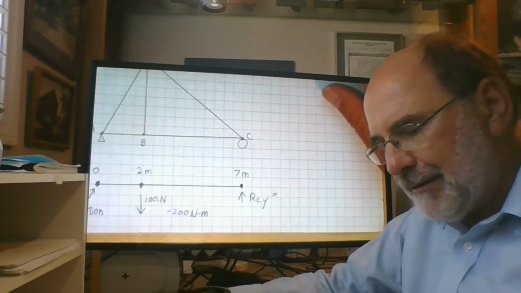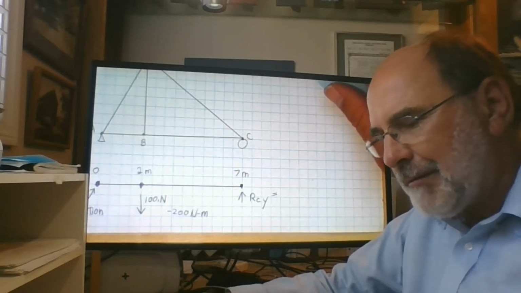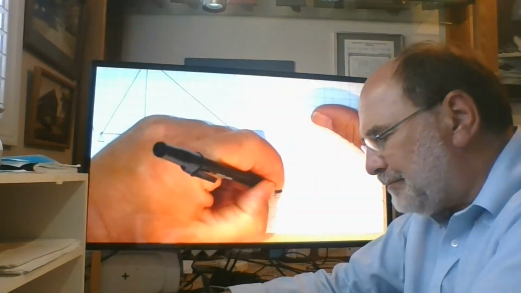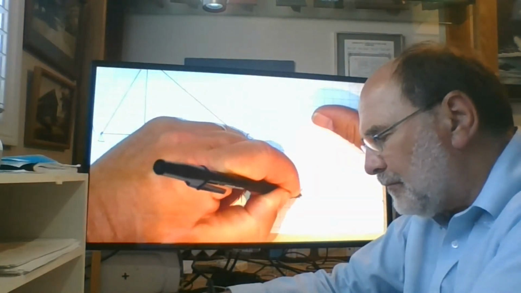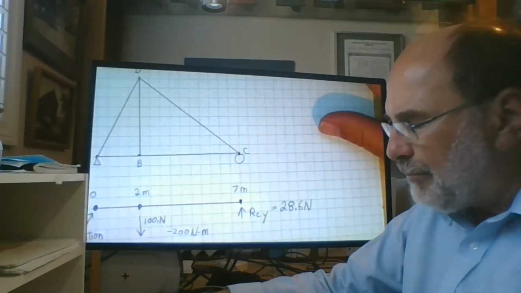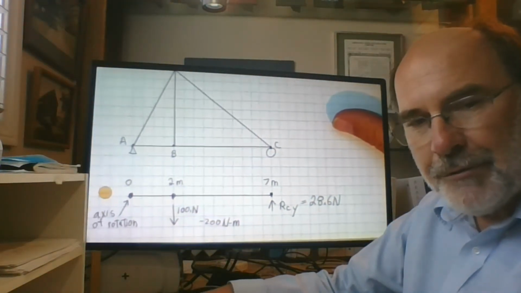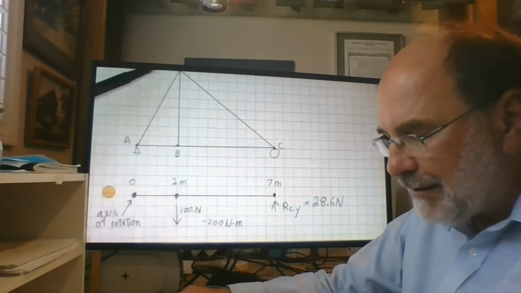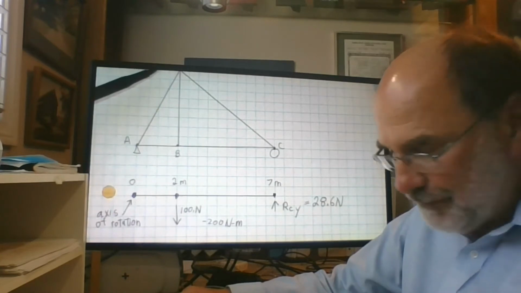Yeah, too bad I didn't pick nice round numbers, but I just randomly made this up, and I end up with 28.6 newtons is the upward push at point C, the reaction force at point C, to cancel out the torque caused by the load being applied at point D.